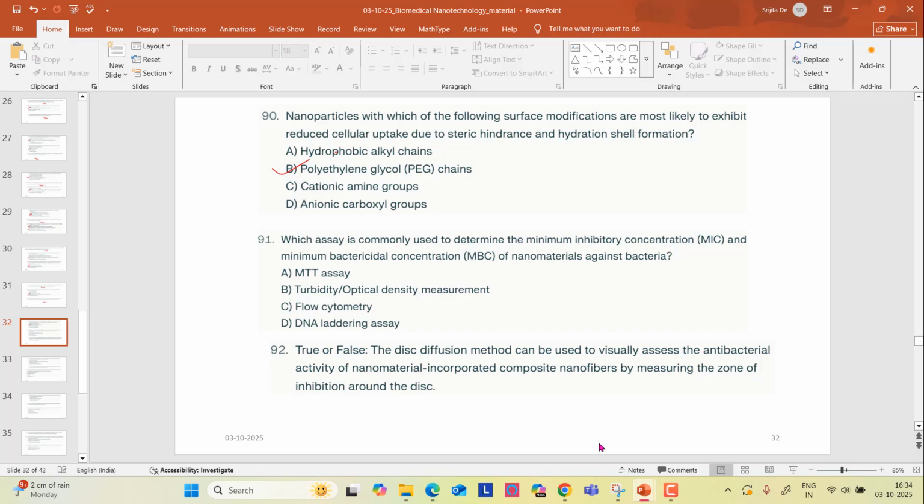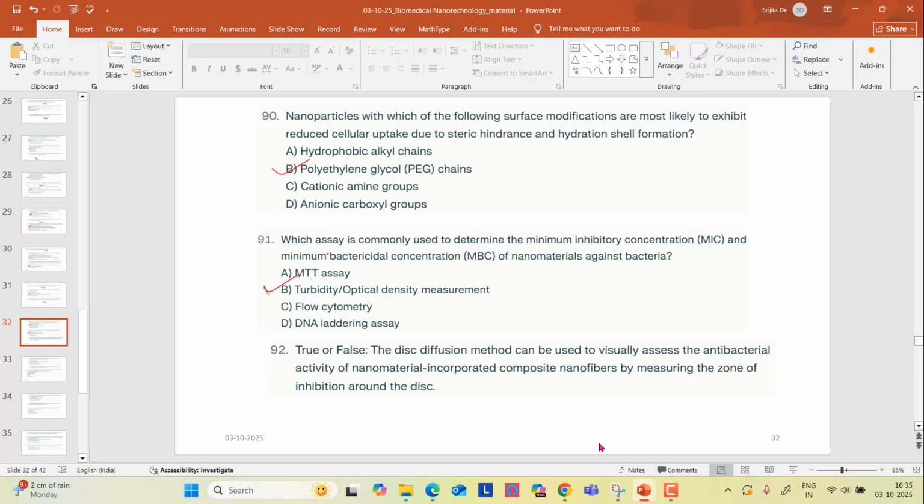Which assay is commonly used to determine the minimum inhibitory concentration and minimum bactericidal concentration of nanomaterials against bacteria? This is the turbidity optical density measurement.